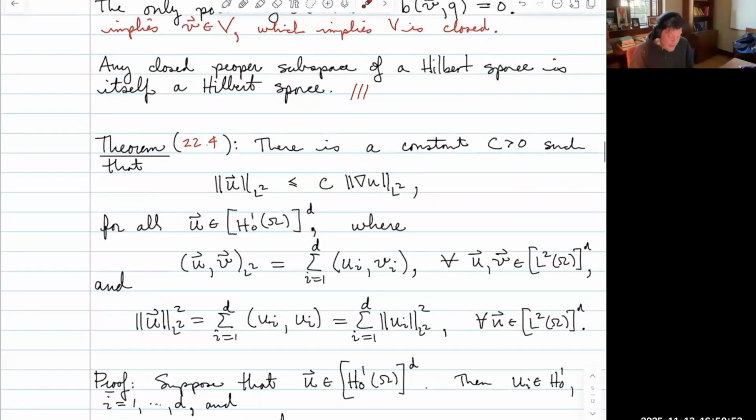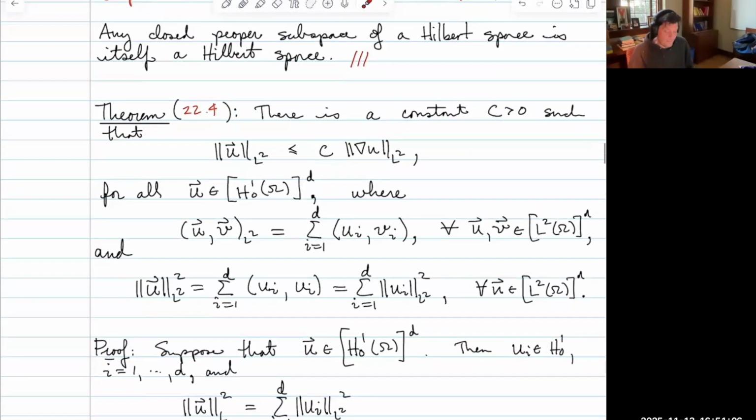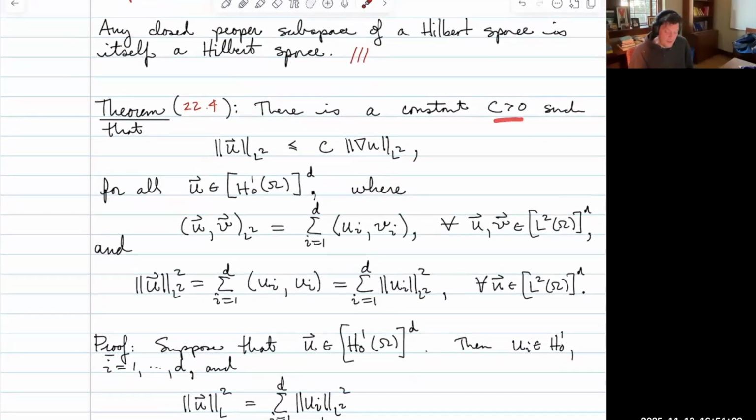Now, I've alluded to the fact that this object here is a norm, and the way we can prove that it's a norm for this space is to show some sort of Poincare inequality. So that's what we're going to do next with this next theorem. There is a constant C greater than 0 such that the L2 norm of u is less than a constant times the L2 norm of the gradient of u. I've forgotten my arrow symbol. This is true for all u in this space.